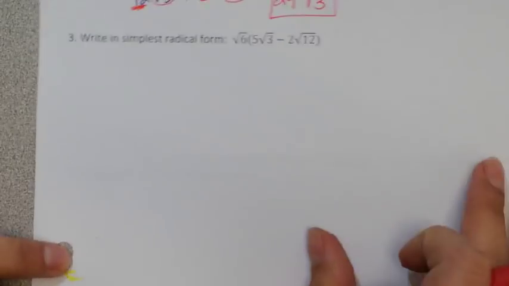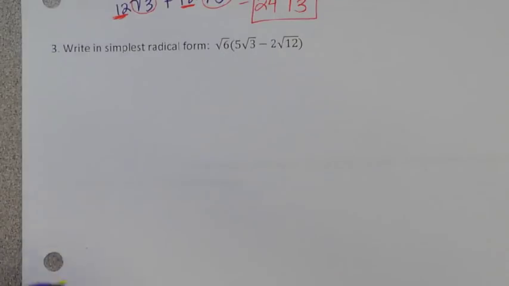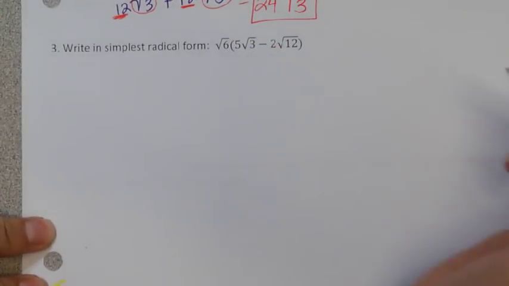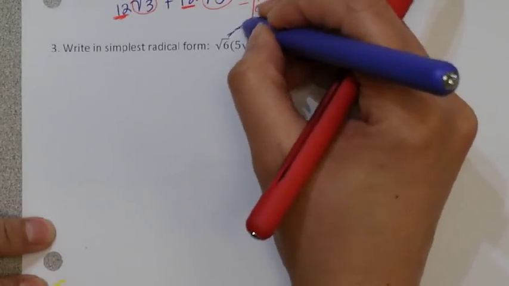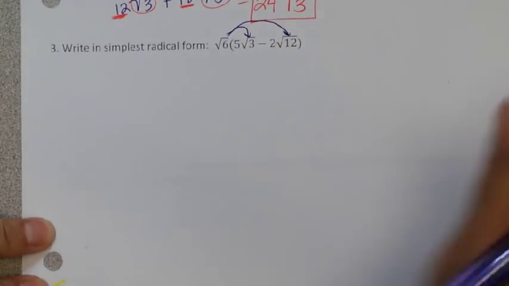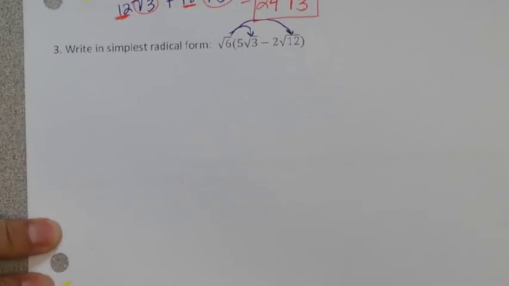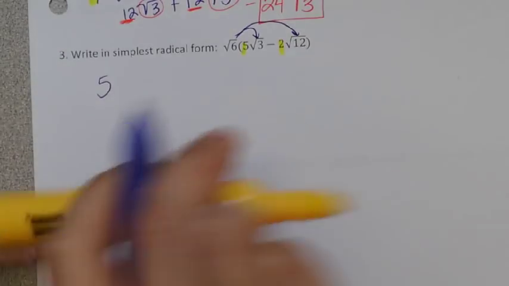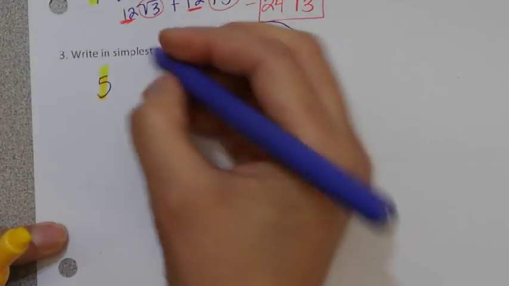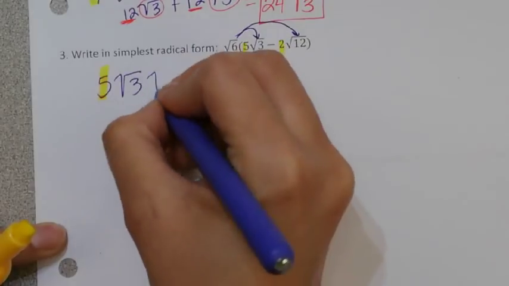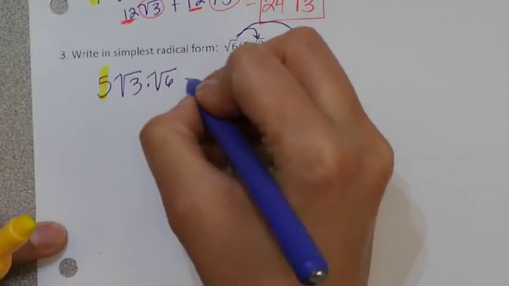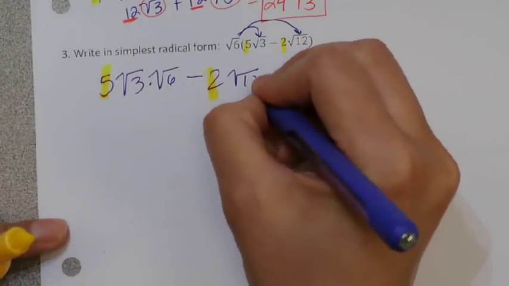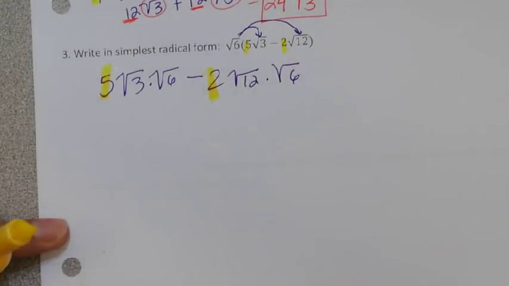For number 3, it looks like we have a distributive property situation. So we're multiplying the square root of 6 times all of this inside the parentheses. So we're going to go ahead and distribute. I have the coefficients. I'm going to highlight them in yellow as usual. So I have the 5 in yellow, and then square root of 3 being multiplied by the square root of 6, minus the 2, the coefficient, square root of 12 times square root of 6.